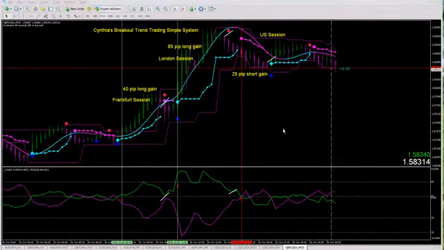This is another example of trading my new breakout trend trading simple system. If you're an American trader and you don't want to stay up late or get up early, the Frankfurt session starts in around 8 or 9 p.m. Eastern time, something like that. And this was your first alert for a long trade in the pound dollar in the 15-minute chart.